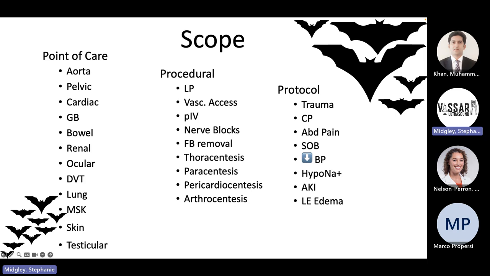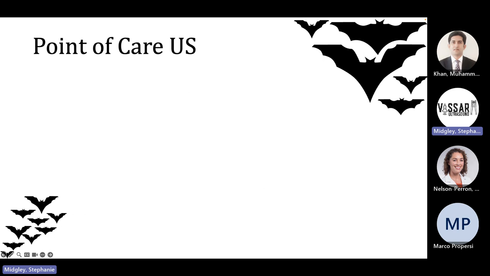Very protocol driven as well. So trauma, today we're going to learn the FAST exam. I'm going to do a little bit more of a medical spin on the FAST, so it's not just the quick and dirty 30-second FAST exam. We also do what's called the RUSH exam to figure out what source of shock your patient's in. So is it obstructive, cardiogenic, distributive, et cetera. There are algorithms you can do to figure out their volume status, to figure out hyponatremia, and then the same thing for AKI.